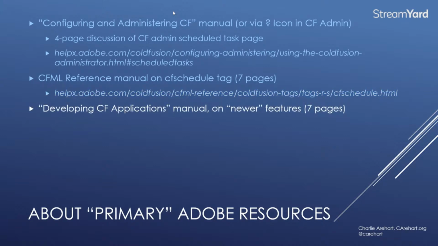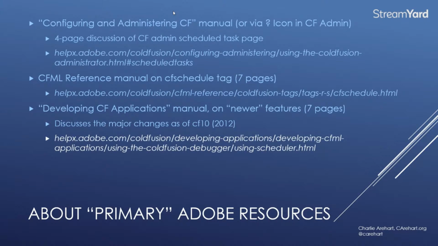And then Developing CF Applications. Let me tell you, if you haven't seen this thing called Developing CF Applications, it's a couple 1,000-page document that CF has had forever. It tends to have sections that are dozens of pages on things. Back when CF 10 came out and scheduled tasks inherited a bunch of new features, there's 7 pages in Developing ColdFusion Applications all about these new features of scheduled tasks. There's not much other discussion in there. It's just that. But anyway, those 7 pages are in that manual.